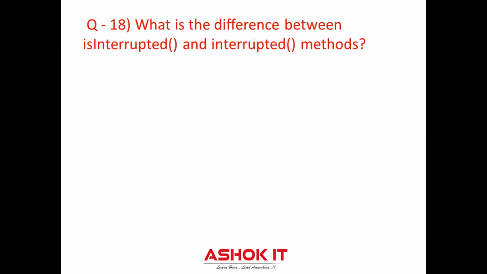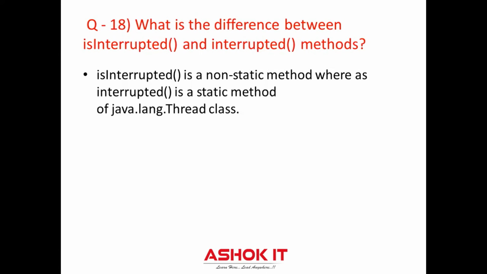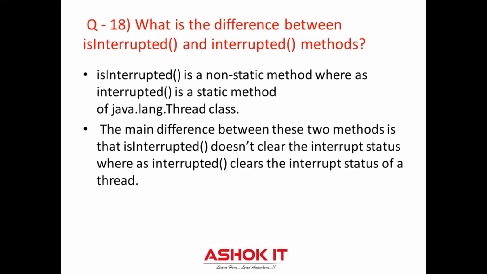Question number 18. What is the difference between the interrupted and isInterrupted methods? Both isInterrupted and interrupted are used to check whether a particular thread is interrupted or not. Both return the current interrupt status of a thread. isInterrupted is a non-static method, whereas interrupted is a static method.